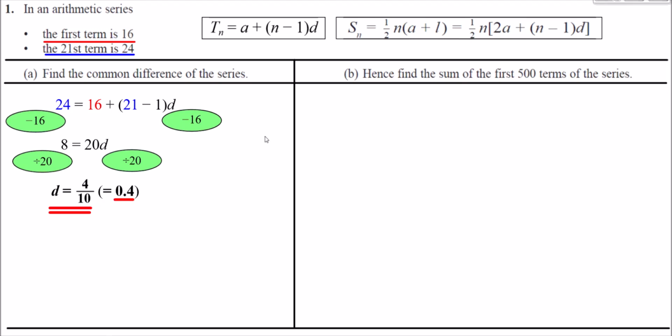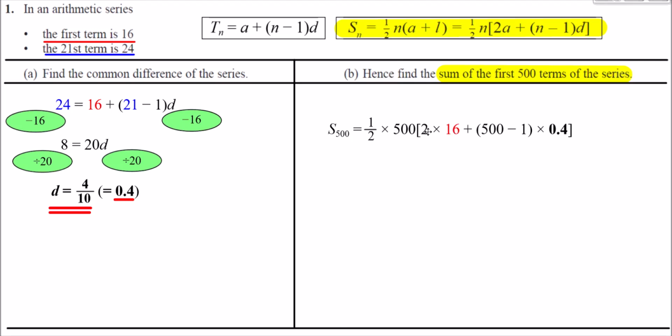For part B, we now need to find the sum of the first 500 terms of the series. Here we're going to use the second formula, in particular this second equivalence here, and not the first one, because we don't know the last term. But we do know there are 500 terms to sum, the first term is 16, and the common difference from part A is 0.4. So if we substitute into this formula, S subscript 500 will be a half times n, which means a half times 500.